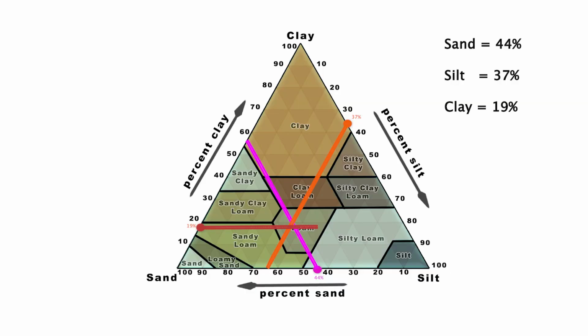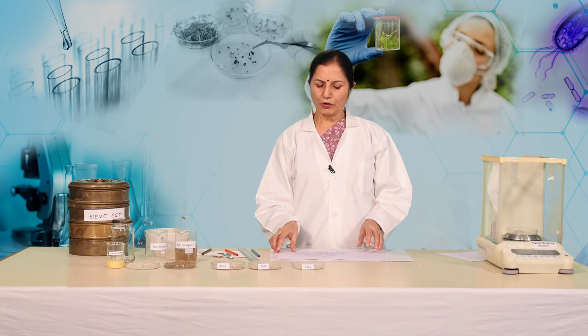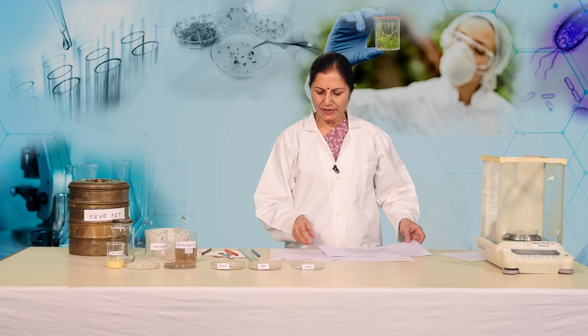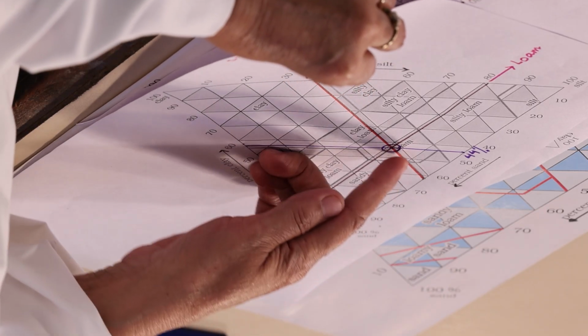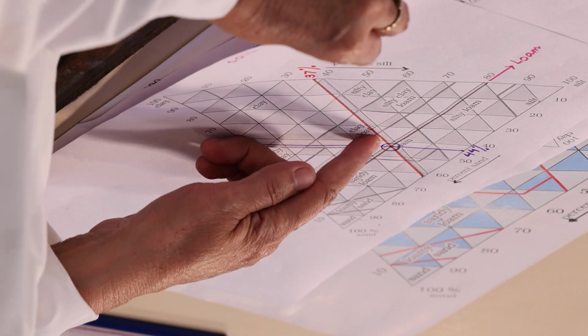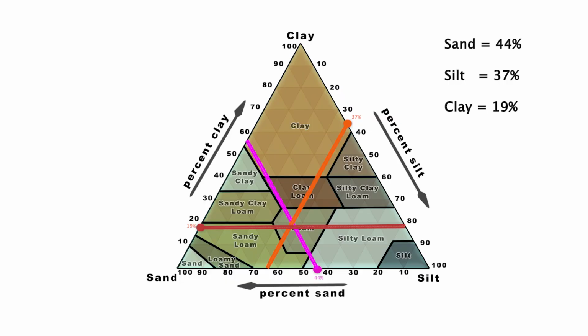In this manner, 3 lines will intersect at one point. Even if we draw 2 lines, the point of intersection is helping us to determine the type of the soil. The point of intersection lies in this zone which is marked as loam. So, the soil sample A is loam type.